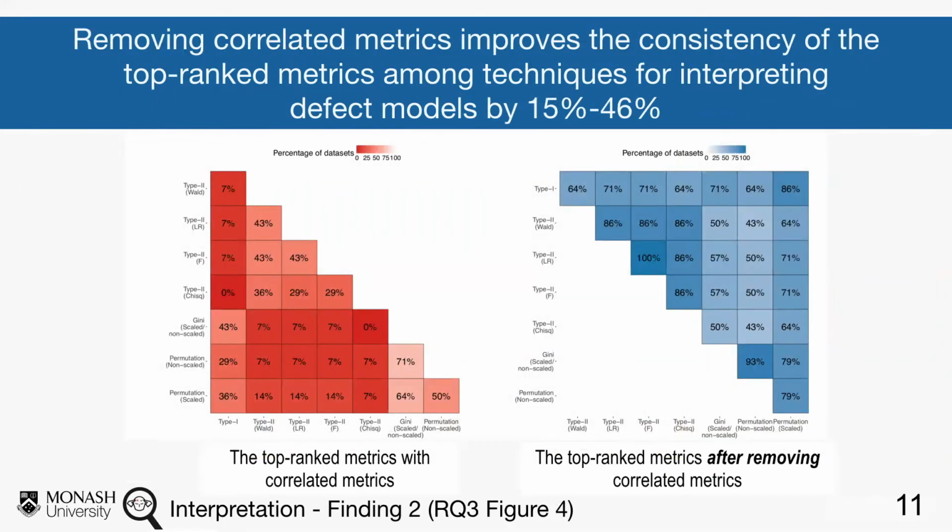Second finding, this figure shows the percentage of datasets where the top rank metric is consistent among techniques for interpreting defect models. The red cell on the left-hand side shows the percentage with correlated metrics, while the blue cells on the right-hand side show the percentage after removing correlated metrics. We find that removing correlated metrics improves the consistency of the top rank metrics among techniques for interpreting defect models by 15 to 46%. This highlights the benefits of removing correlated metrics on the interpretation of defect models.